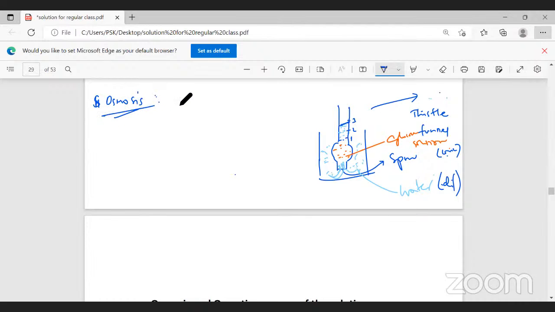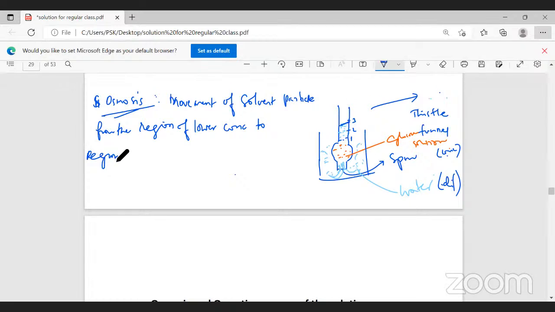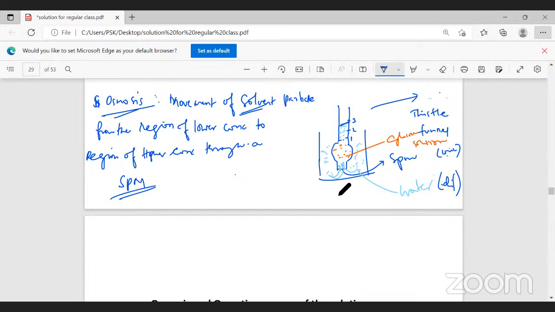What is osmosis? Movement of solvent particles from the region of lower concentration to the region of higher concentration through a semi-permeable membrane is called osmosis.